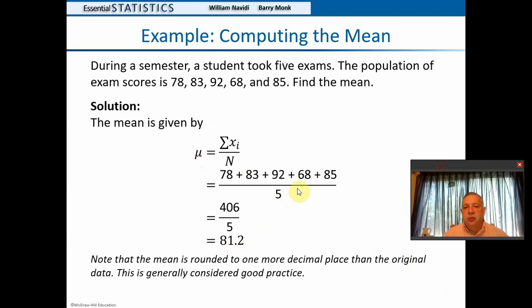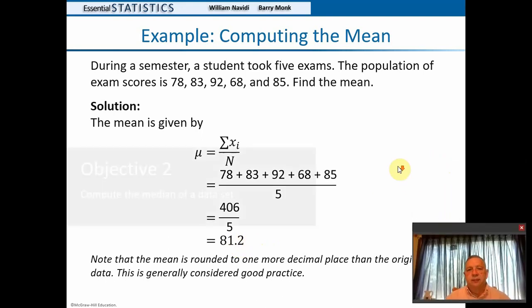So let me pull this up here so we can finish up. Note that the mean is rounded to one more decimal place than the original data. This is generally considered good practice. We'll try to stick with that. So these were 2 whole numbers, and we'll go to the tenth.